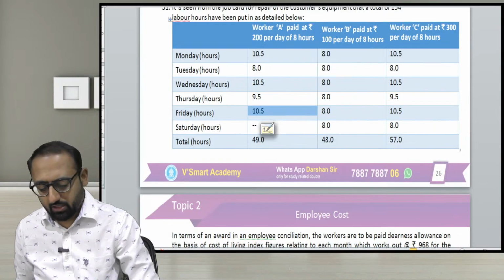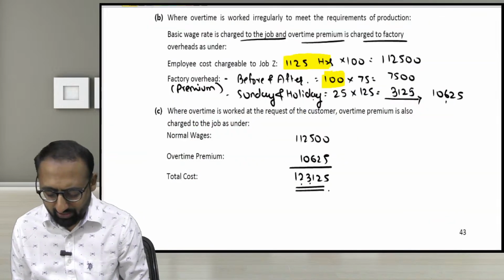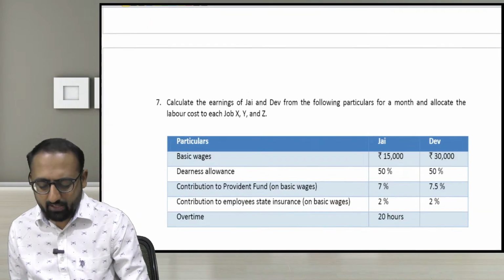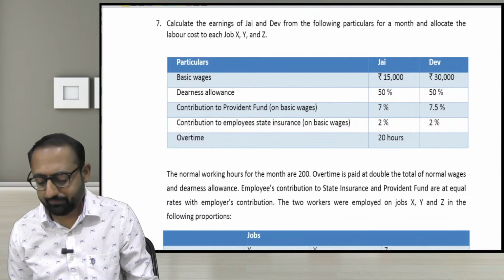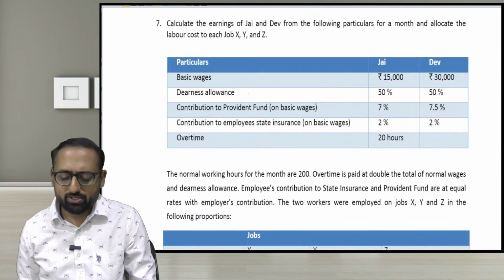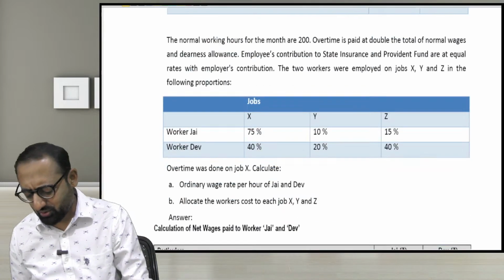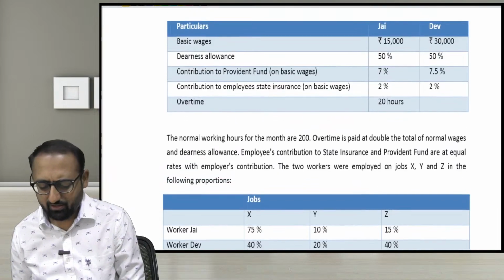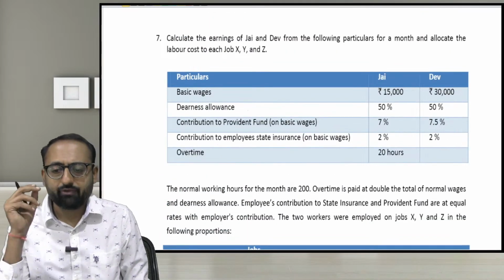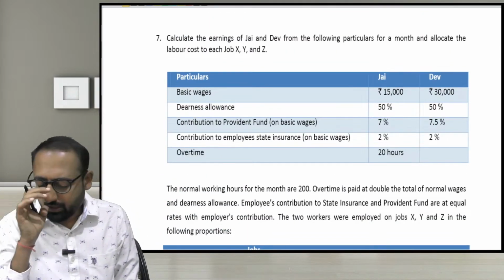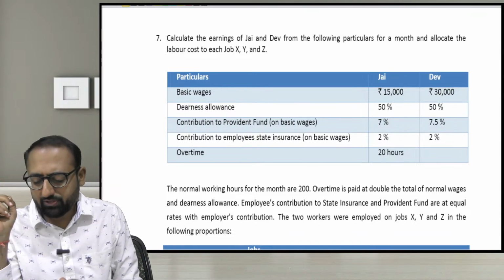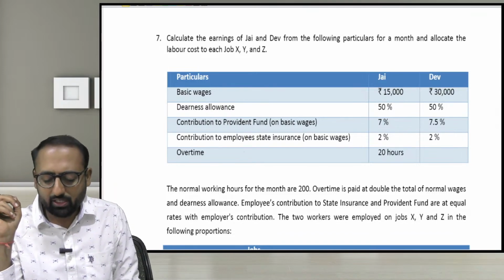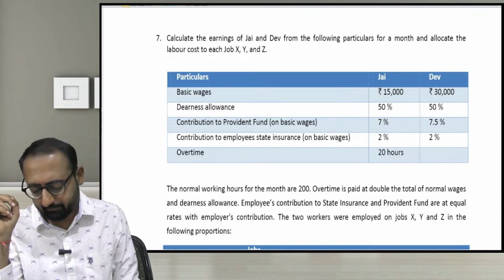Next one. Let's go to the next question, guys, boys and girls. Seventh question is very important. Twice repeated in examination. Okay, in old syllabus, in new syllabus, recently also it is added in the new syllabus. Very, very, very important. Calculate the earnings of Jaydev from the following particulars for a month. Allocate the labor cost to each job X, Y, and Z.